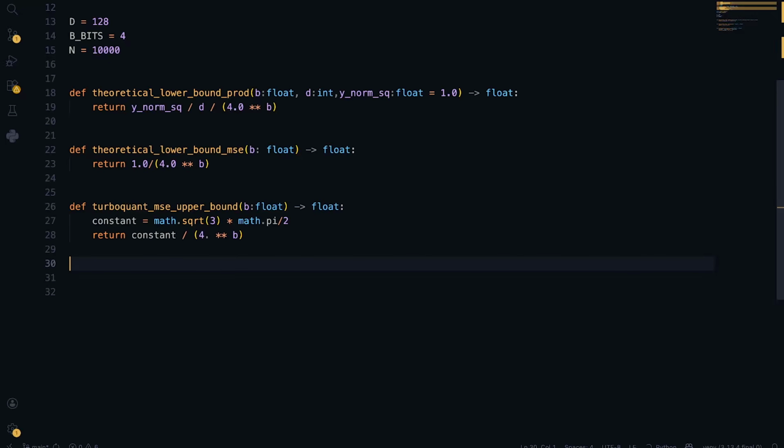Okay, yeah, so that's the constant factor regardless of dimension or bit width. No existing method achieves this.